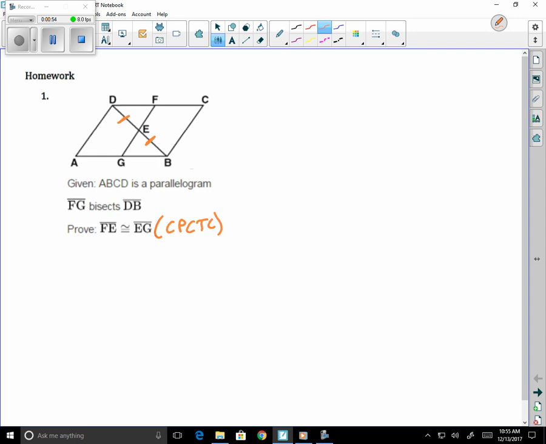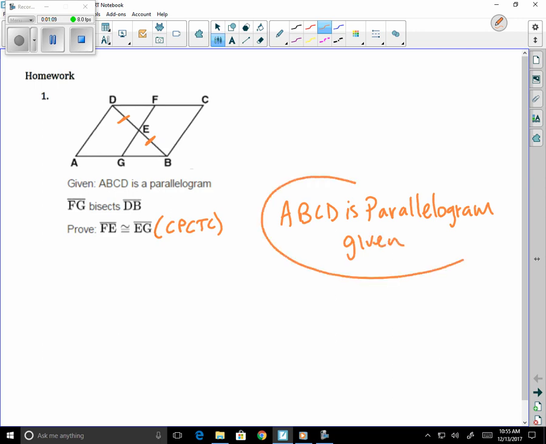The first thing it says is ABCD is a parallelogram. That's given. Well, if I know that's a parallelogram, I know a lot of different things, but which one do I want to actually use here? What I want to use is alternate interior angles coming from the parallel lines CD and AB. So I'm going to say that CD is parallel to AB.